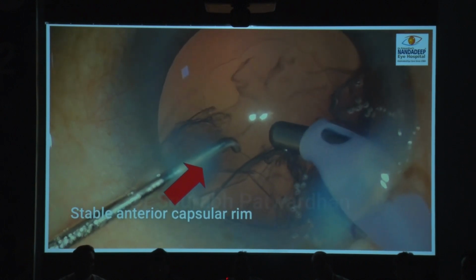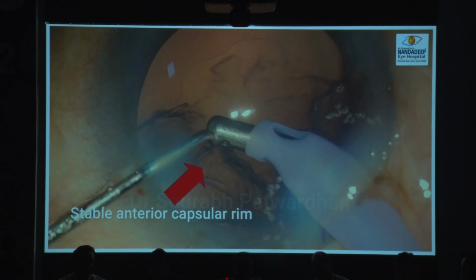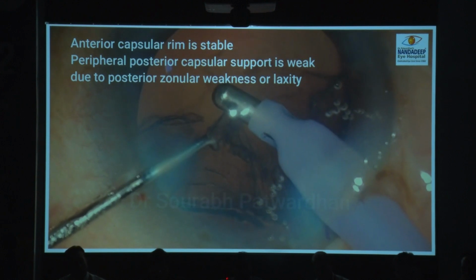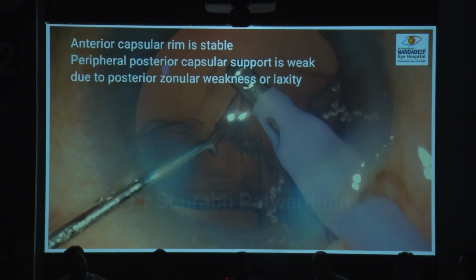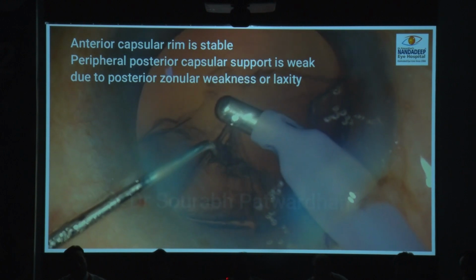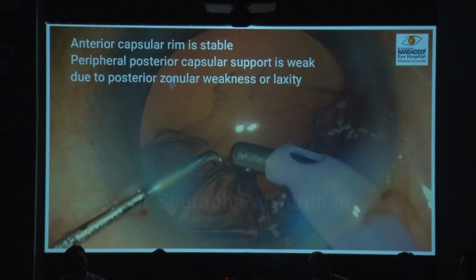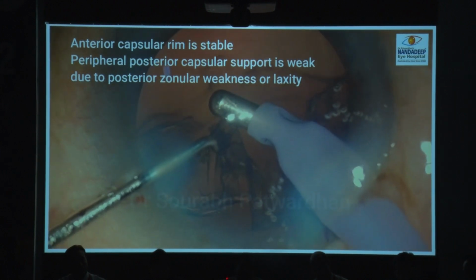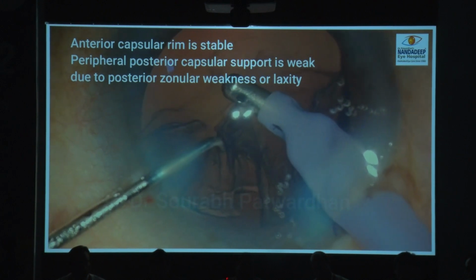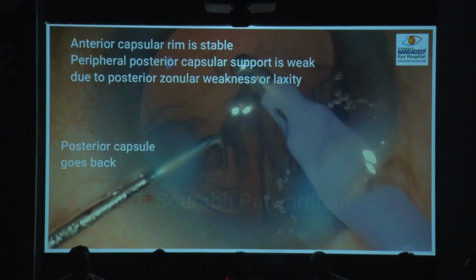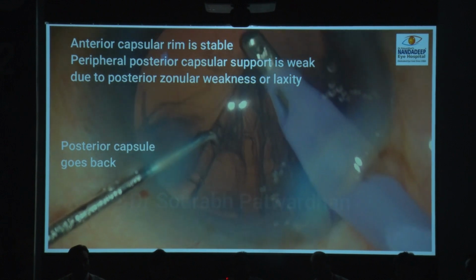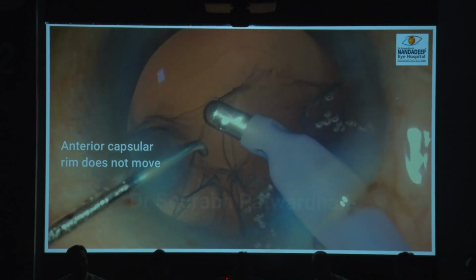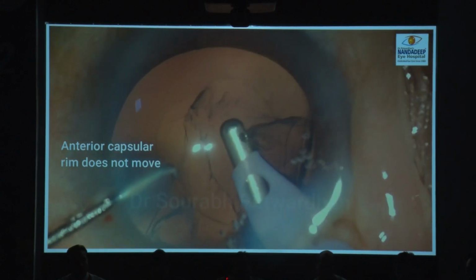All throughout, what you can observe is that the anterior capsular rim is very stable, indicating that the anterior zonular complex is strong, but the posterior zonular weakness or laxity is present. So this is a case of posterior zonulopathy. Patience is required in such cases to avoid any complication. So intraoperatively it is important to recognize this sign and take necessary precautions.